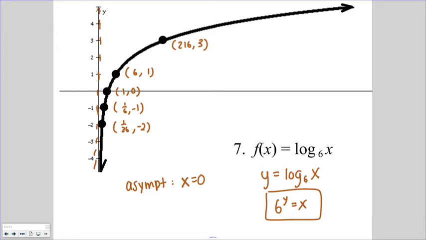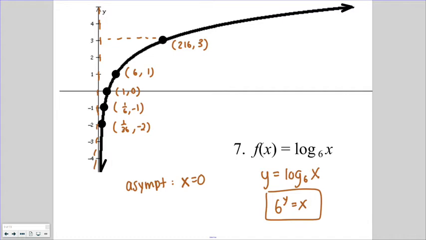Number 7 is not the inverse of any of the exponential functions we graphed above. So I'm going to rewrite it in exponential form. We get 6 to the power of y is equal to x. And then to evaluate the x values, I'm just going to plug in the value of y first to get those ordered pairs. So at the top right, y here is 3. So I just plug in 3, take 6, raise it to the power of 3. We get x, which is 216. So that's how I'm finding those ordered pairs there.